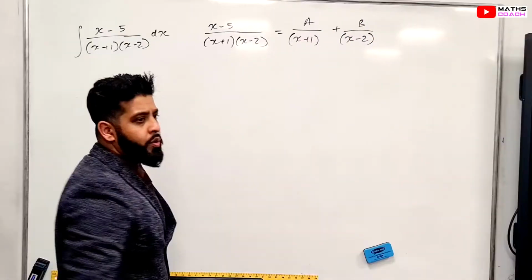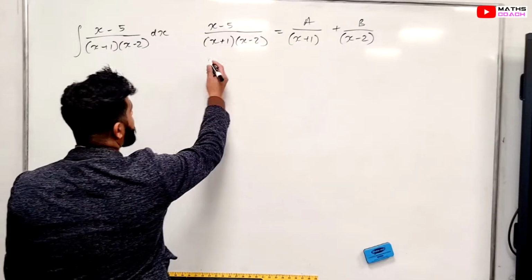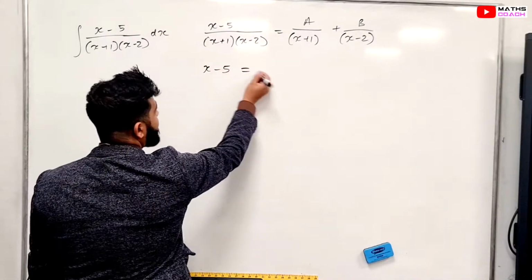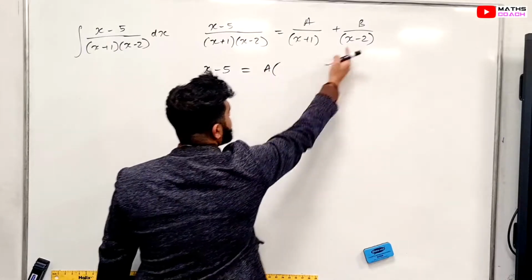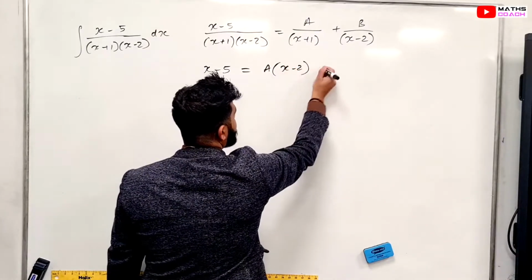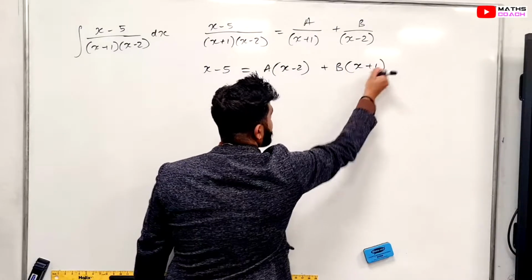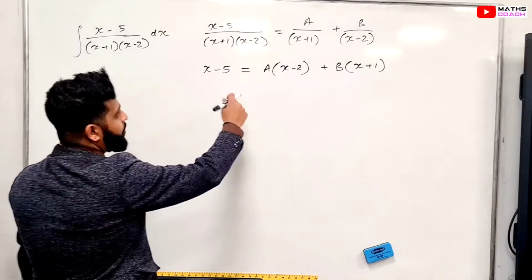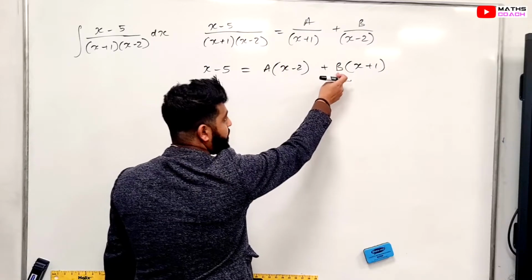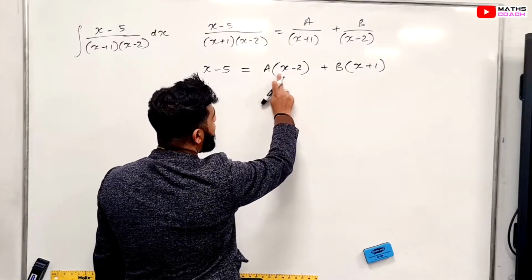So we are now going to cross multiply this so that we have x minus 5 is equal to a times this one's bracket, so x minus 2, plus b times that bracket, x plus 1. And then we want to eliminate a, and then we want to eliminate b. So let's start with a first. We want a 0 here.